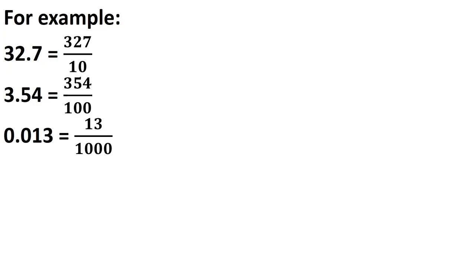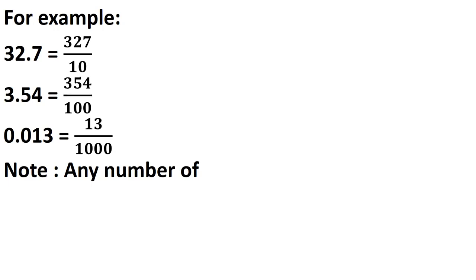0.013. Remove the decimal. It will become 013, or we can write down 13 only. But after the decimal, how many places are there? 3 places: 10th place, 100th place and 1000th place. So in the denominator, 1000 will come.